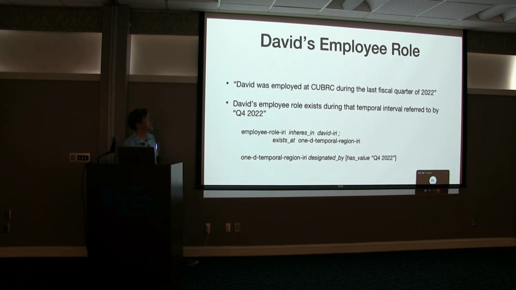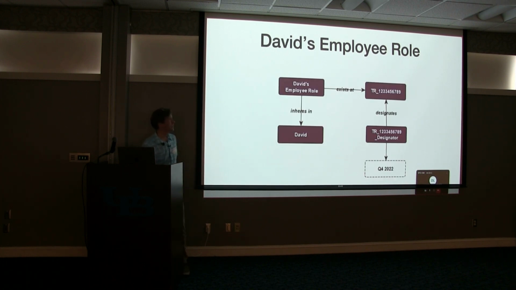Some examples. David's employee role. He was employed at Kubrick during the last fiscal quarter of 2022. His role exists during that temporal interval. And it exists as that employee role. It can't be anything else. And these are just some sparkly pseudo triples. It doesn't really matter. There's a diagram for it. It's a big one.